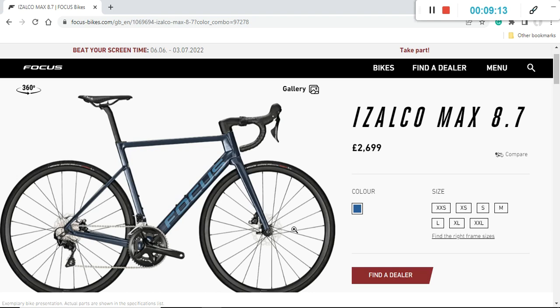So, in summary, what would I advise you to do considering the retail price of 2,700 British pounds or 2,600 euros for this Focus Izalco Max 8.7? Well, I think you should definitely seriously consider this bike, especially if you can get some discount with the Focus bike dealers, which I believe should definitely be possible. A 10% discount is nothing special. So let's say you get approximately 250 to 300 British pounds discount, and then we are speaking about a 2,400 British pounds bike. Then it's definitely very good value for money, and you should just go for it.